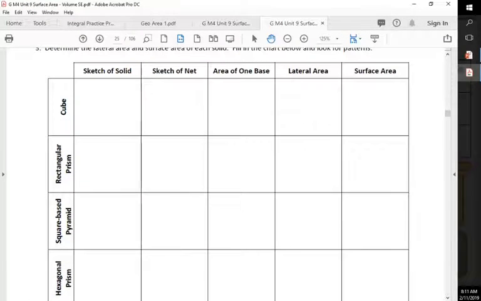You're going to make a sketch of it. You're going to sketch the net, and then you're going to write how to find the area of one of the bases, write how you would find the lateral area, and then write how you would find the surface area. Now, surface area, remember, was going to be the area of the bases plus the lateral area.